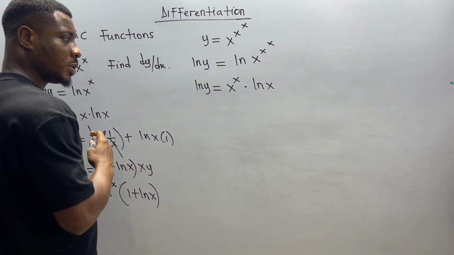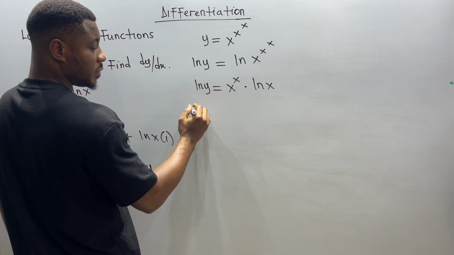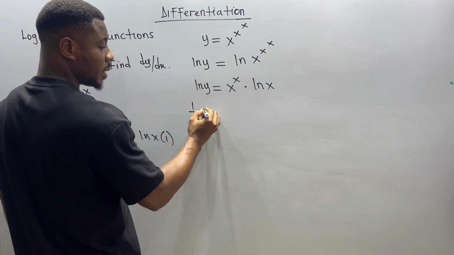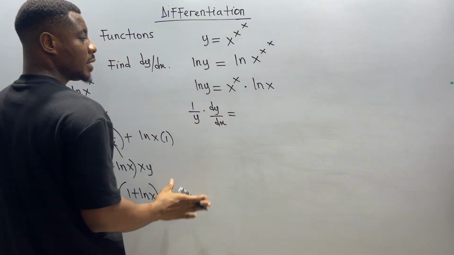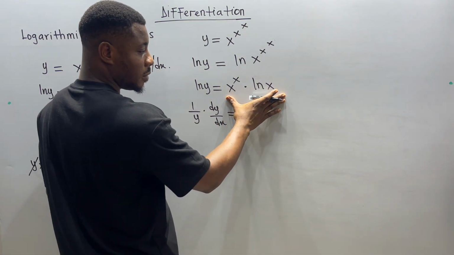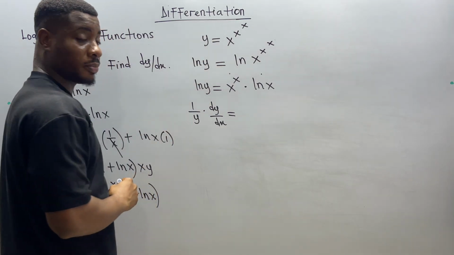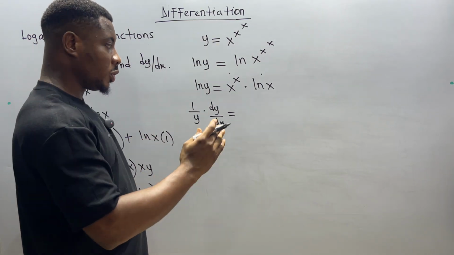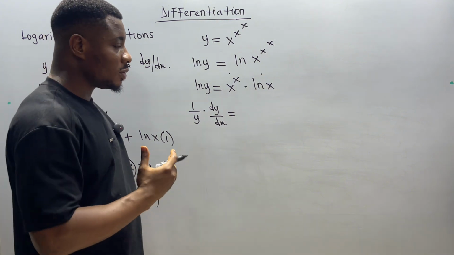At this point, we take the derivative of the equation. Derivative of ln y gives us 1 over y dot dy over dx. Then the derivative of what we have here, we apply product rule. This gives us u, this gives us v. Now, what is product rule? It gives us u dv over dx plus v du over dx.